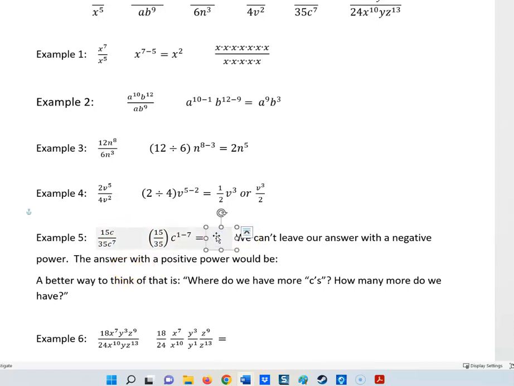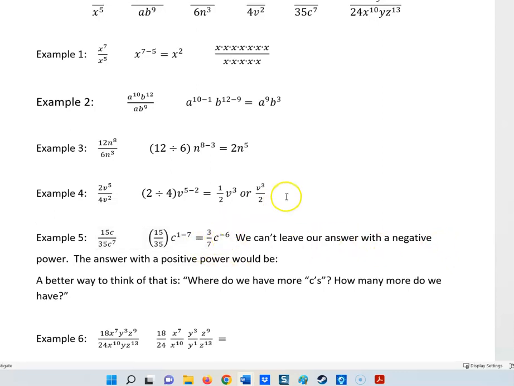And so what we get from that is reducing this: 5 goes into 15 3 times and into 35 7 times, and you can do that on your calculator. And then c to the negative 6. And we can't leave our answer with a negative power. Most of the time when you work these problems, it'll say give your answer with positive powers only. What does that look like as a positive power?